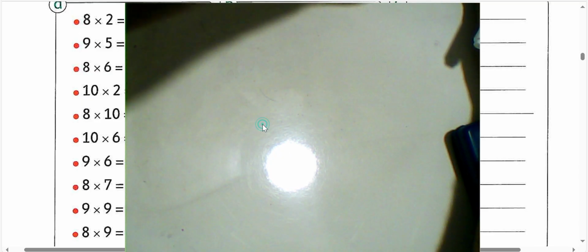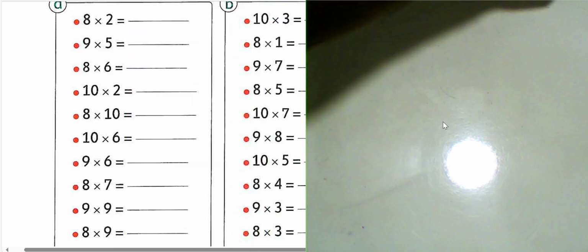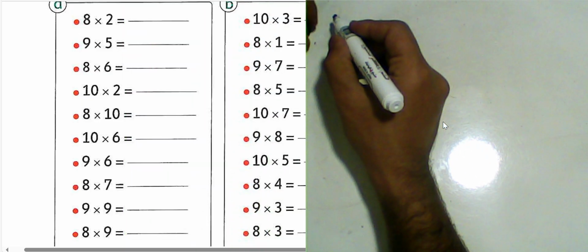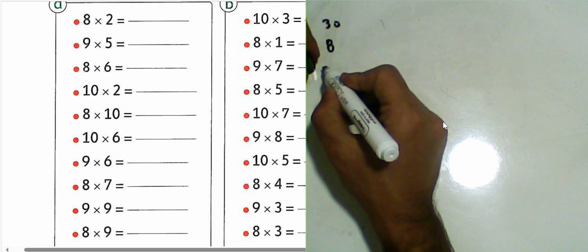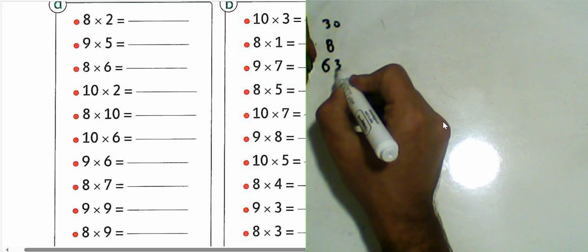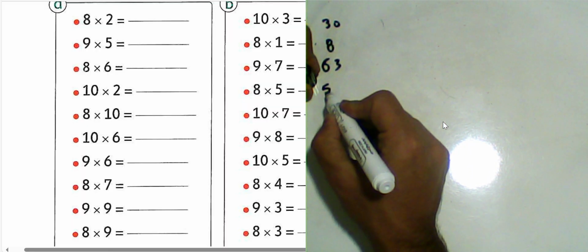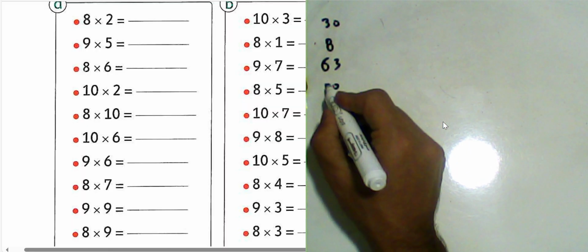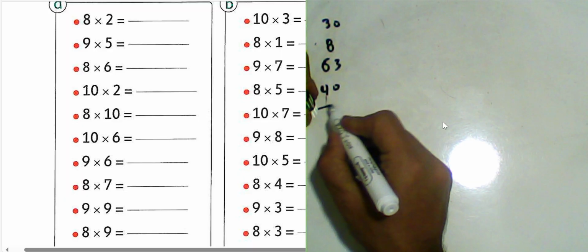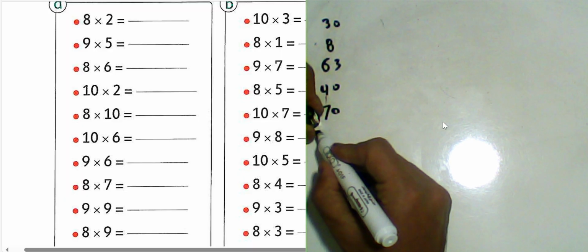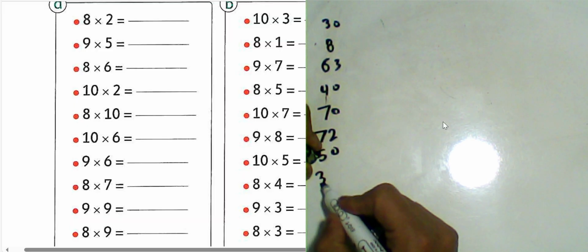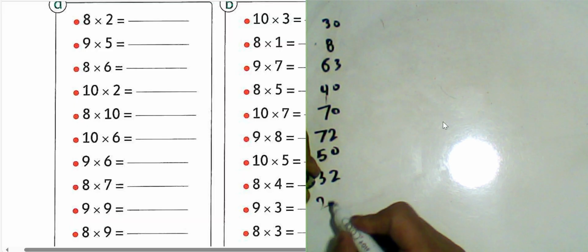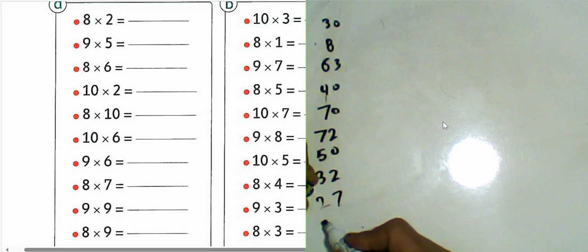Next question. Review with me. 10 times 3 equals 30. 8 times 1 equals 8. 7 times 9, 63. 5 times 8 equals 40. 7 times 10 equals 70. 8 times 9, 72. 5 times 10 equals 50. 4 times 8, 32. 3 times 9, 27. 3 times 8, 24.